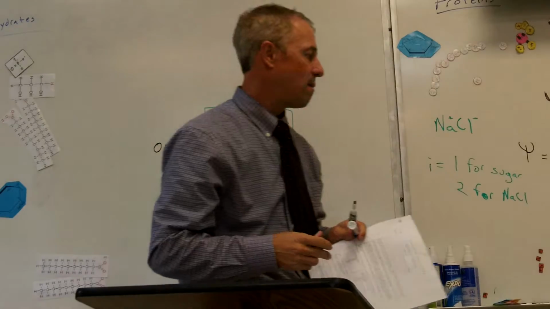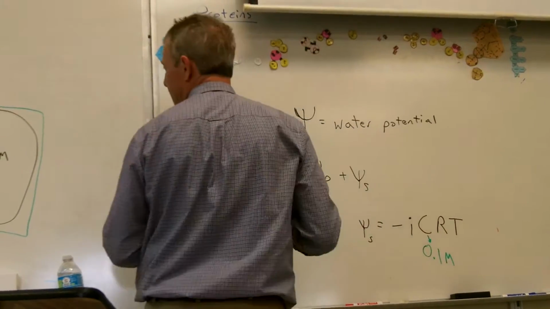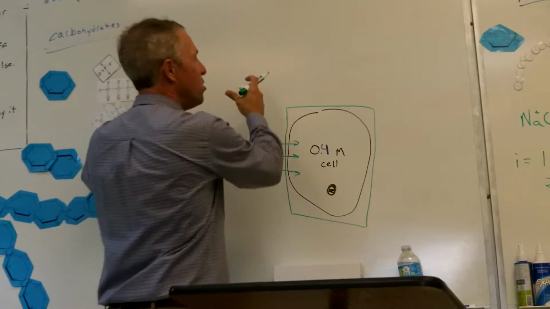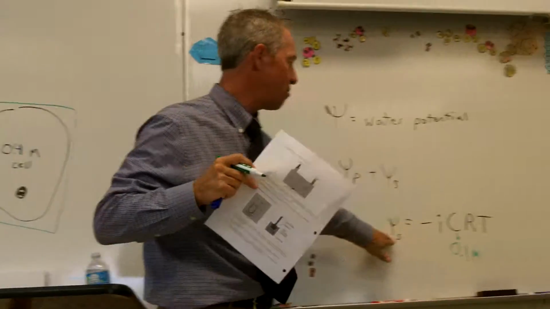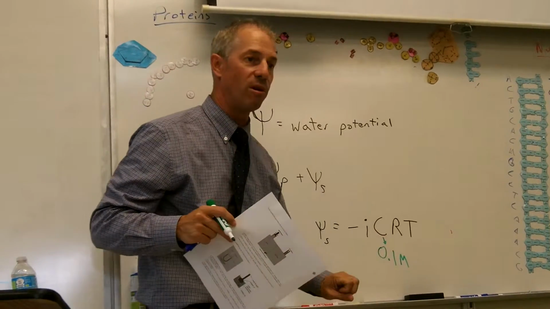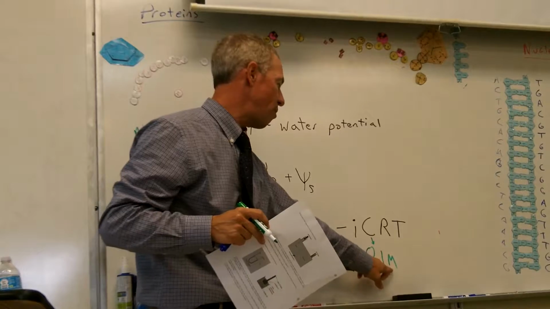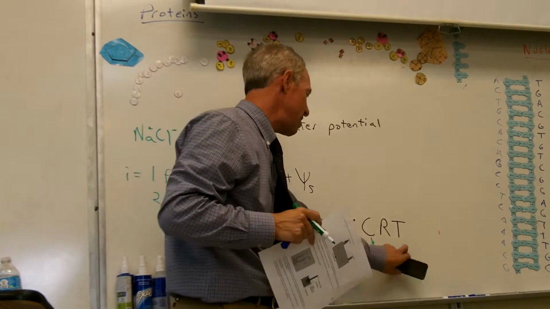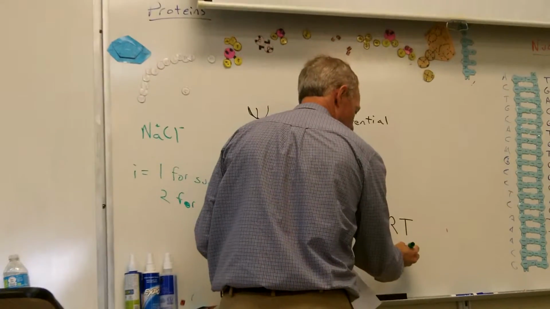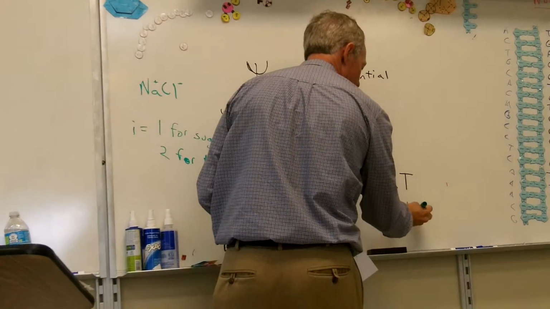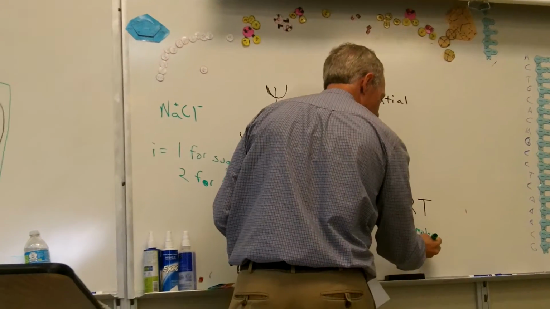Wait, why is it the one? It's always the one in the cell, not the water. No, it's whatever they give you. So they might say a solution is 0.8 molar. Then if you're trying to figure out the solute potential for it, you plug in 0.8 molar. Gotcha. Okay? Now I want you to understand molar, M, is the same as moles per liter. Did y'all know molar is equal to moles per liter? Yes. You should know that from chemistry.